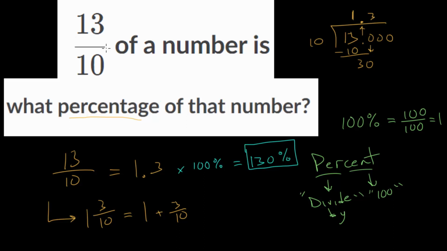To answer this question, 13/10 of a number is 130% of that number. And it should make sense that this is bigger than 100%, because 13 over 10 is bigger than 1. If this number was less than 1, like that example I gave, 7/8, then our percentage would be less than 100, since 100% is equal to 1.